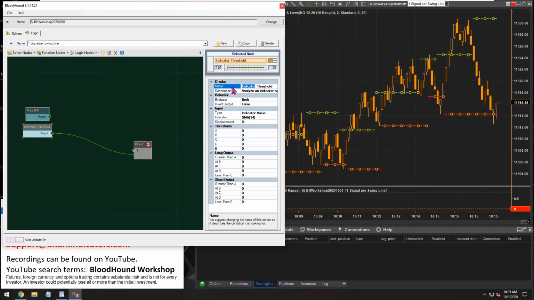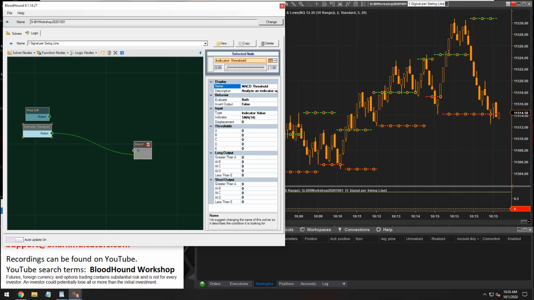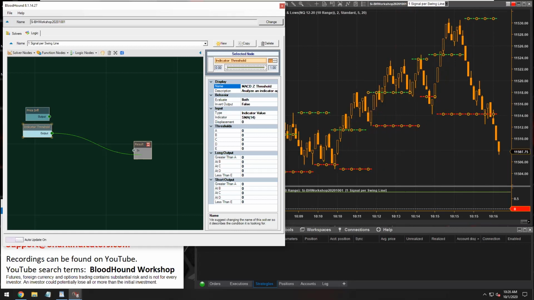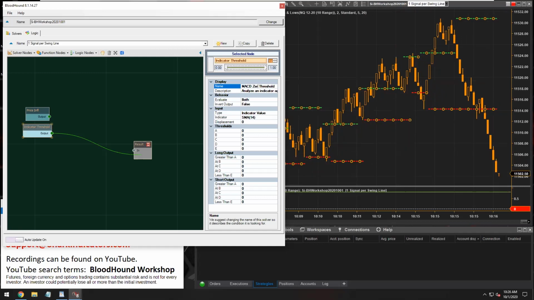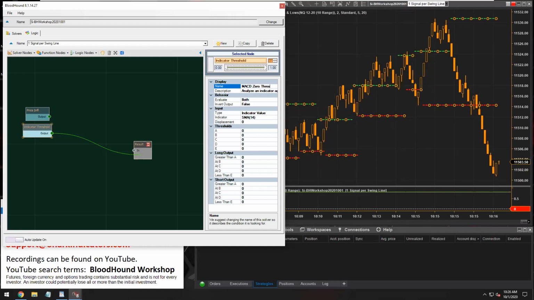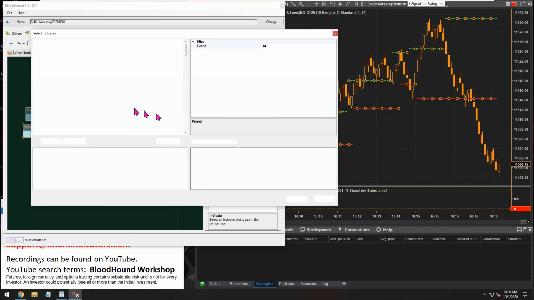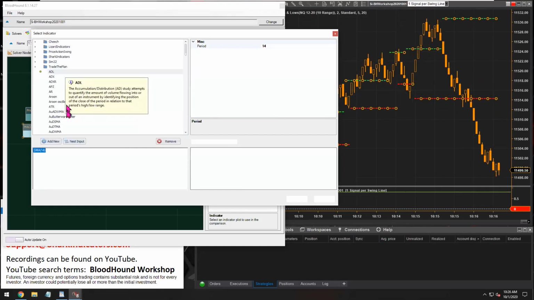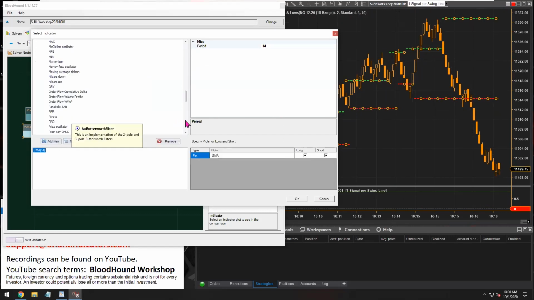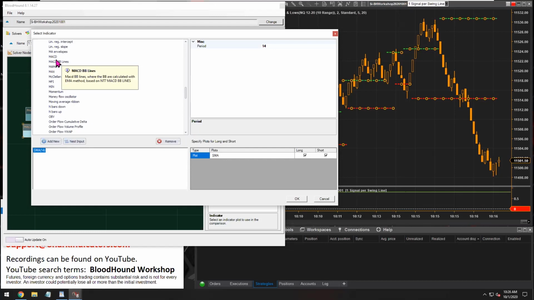And this filter that I like to use, because it's real simple, is a MACD, basically above or below the 0 line. Alright, so let's see. Our input is going to be the MACD indicator. So we're going to open up the indicator window here and scroll down to the MACD. There we go. There's the MACD.